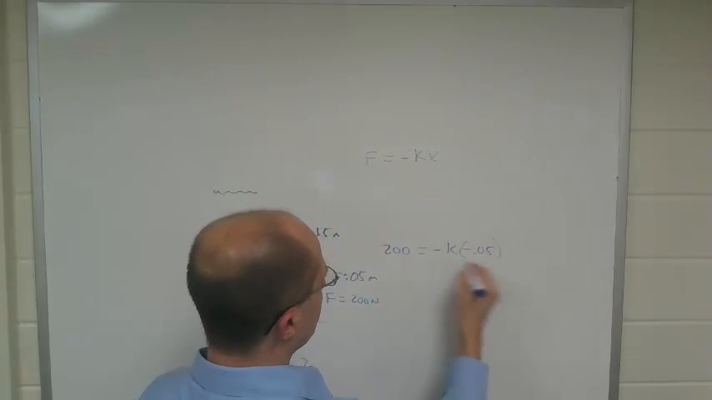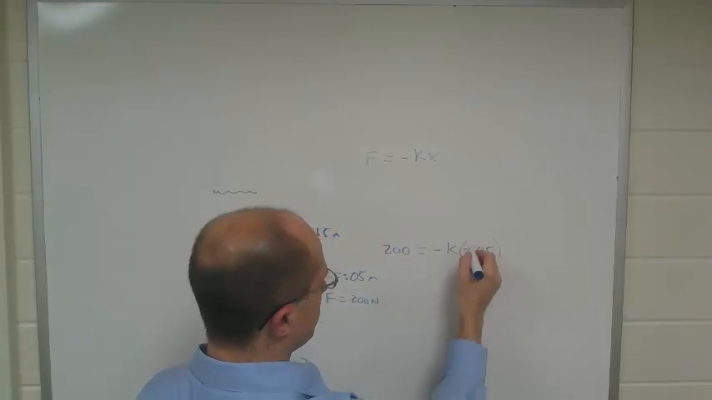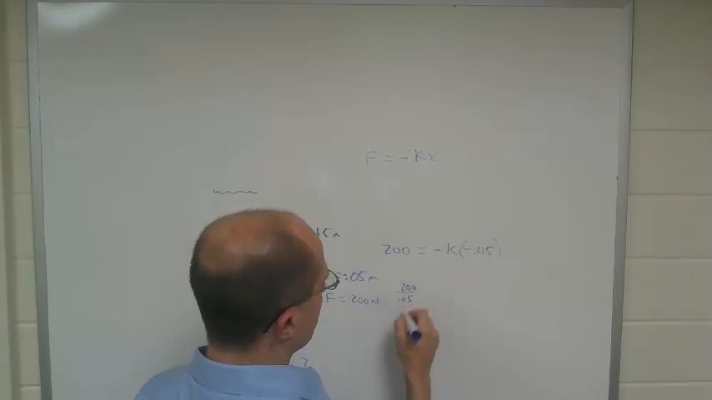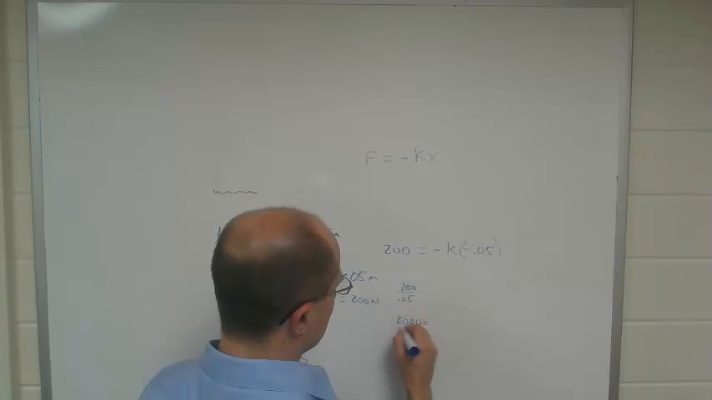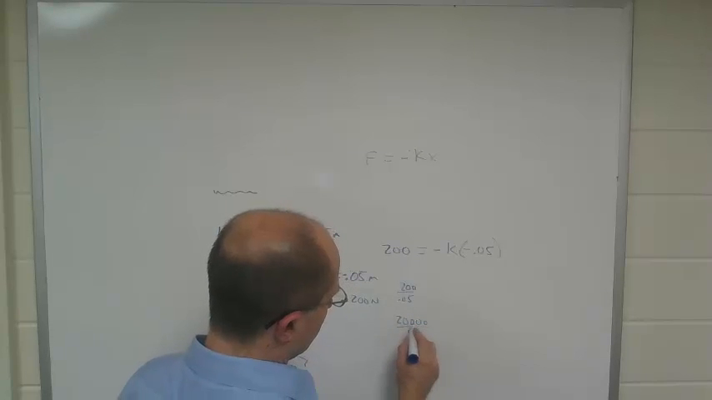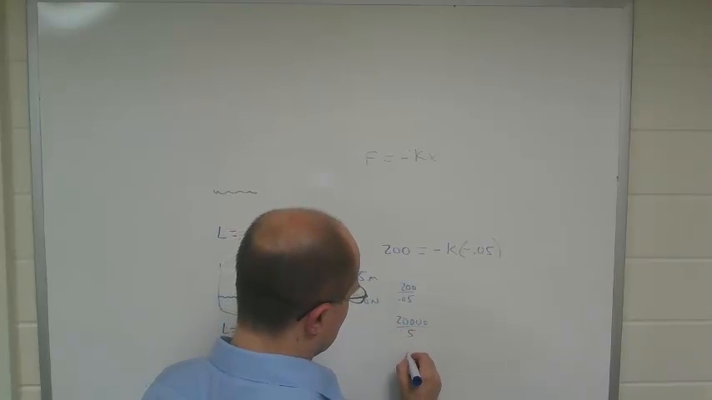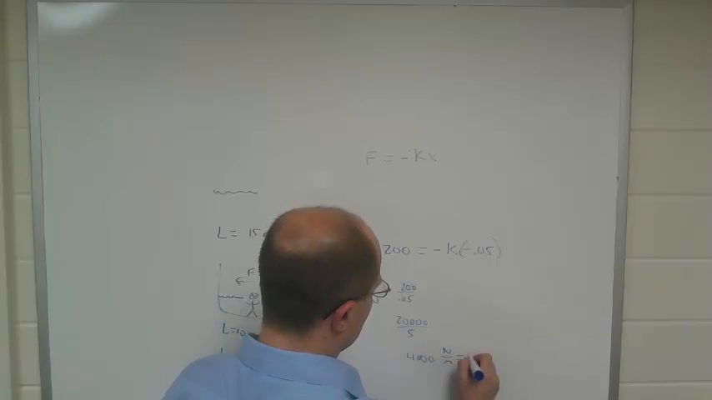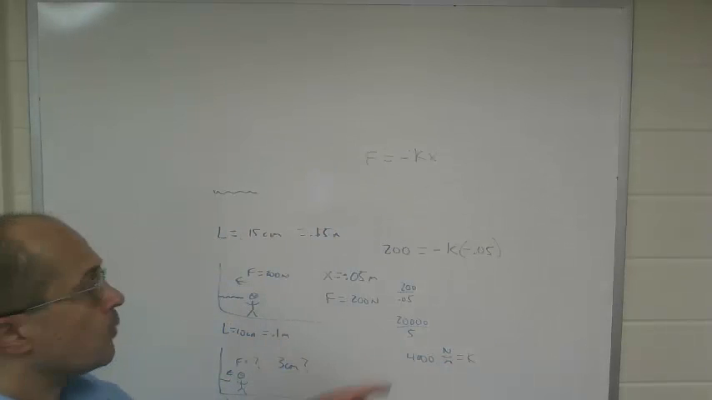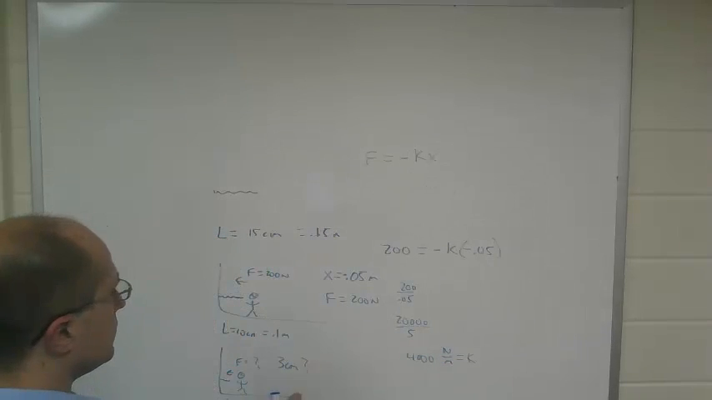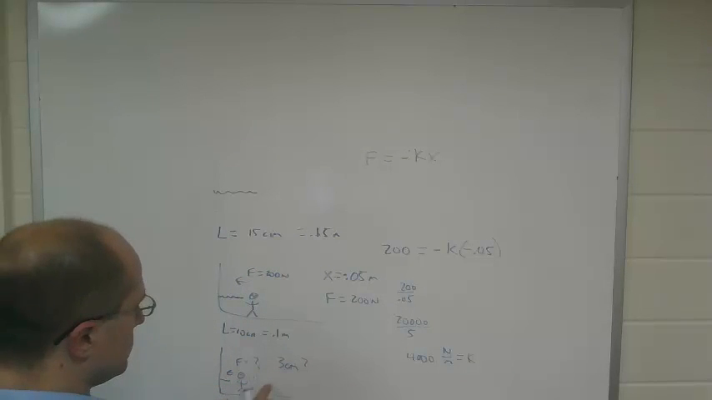So when we look at this, we say 200 is negative k times negative 0.05. And we can divide the 0.05 over, so the negatives cancel, and we have 200 divided by 0.05, which is the same as 20,000 over 5. 20,000 over 5 is 4,000 newton meters, which would be our k value. Once you know k, it is the same for the spring at all times. So now, if we want to know what force is necessary to get to 3 centimeters, what do we do?